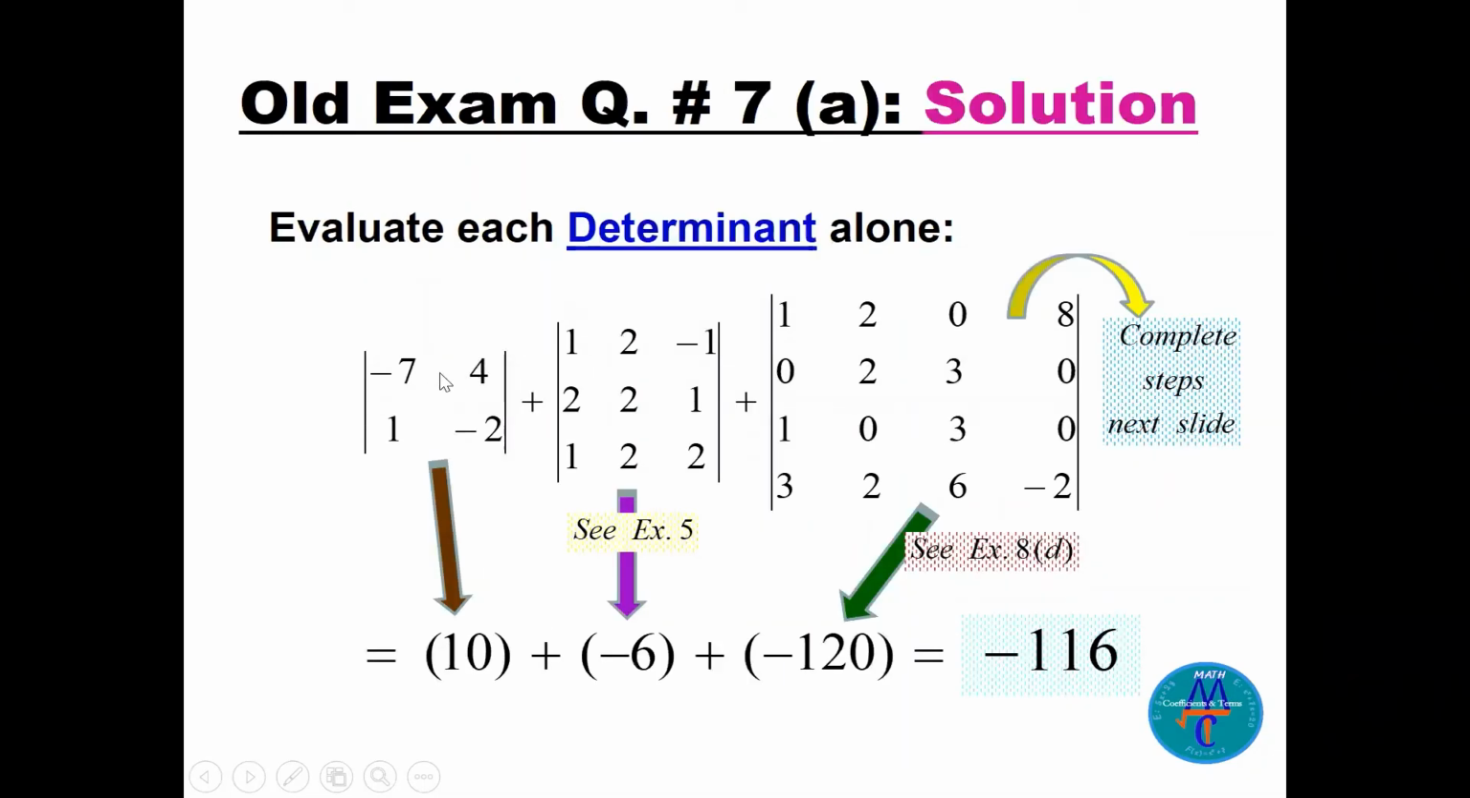In A, the determinant is a number. So this one is 10. You can figure out, multiply this minus that. That's 2 by 2. For 3 by 3, see example 5 in the lecture, and then you can find the determinant will be minus 6. Also, you can see example 8D in lecture 36, and complete steps on the next slide for this determinant, minus 120. So when you add 10 minus 6 minus 120, it will be minus 16, the answer.